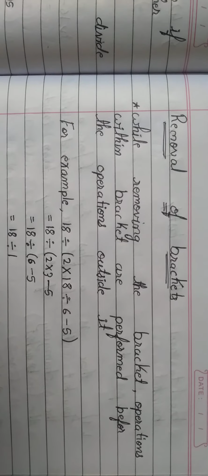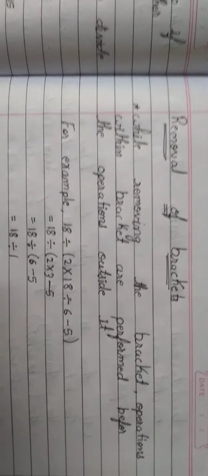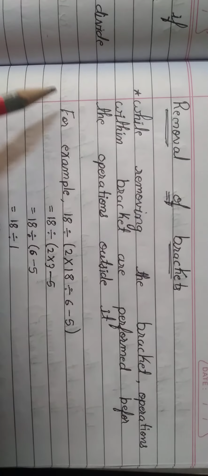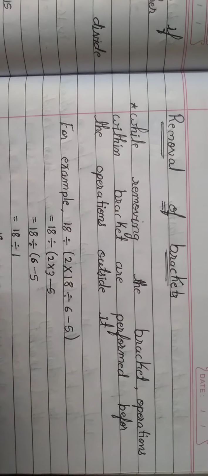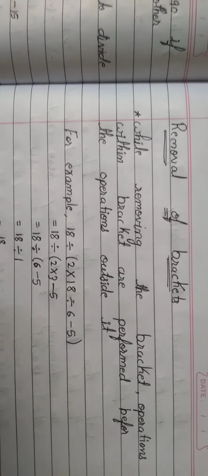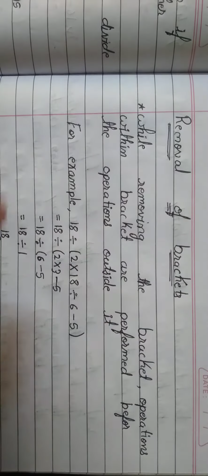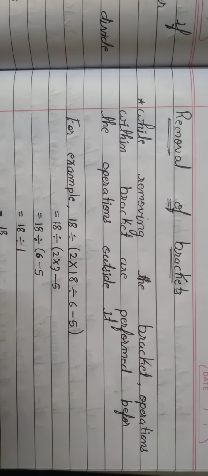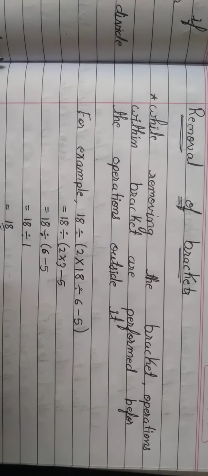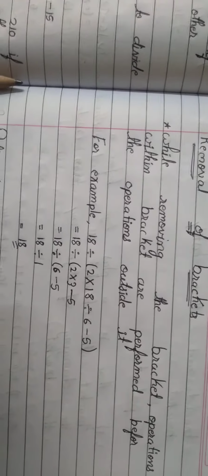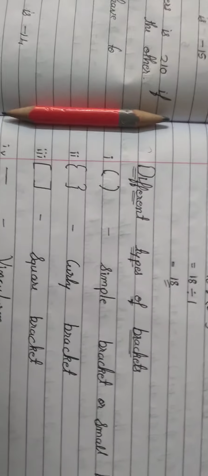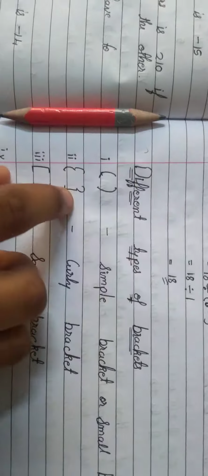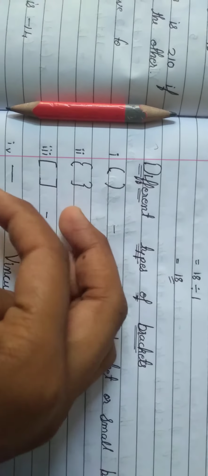So my dear children, the chapter is completed, but there is one last topic remaining, which is removal of brackets. Means how should we remove brackets? It is nothing else than what you have just done, DMS. The same thing. There are different types of brackets which you use step by step, like this. Let me show you. Yes, this is a simple bracket, this is a curly bracket, this is a square bracket, and this is a vinculum.